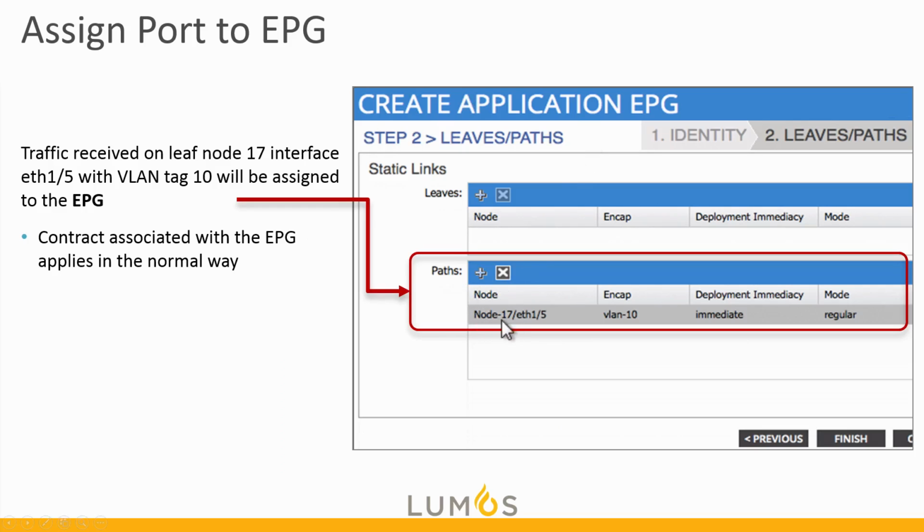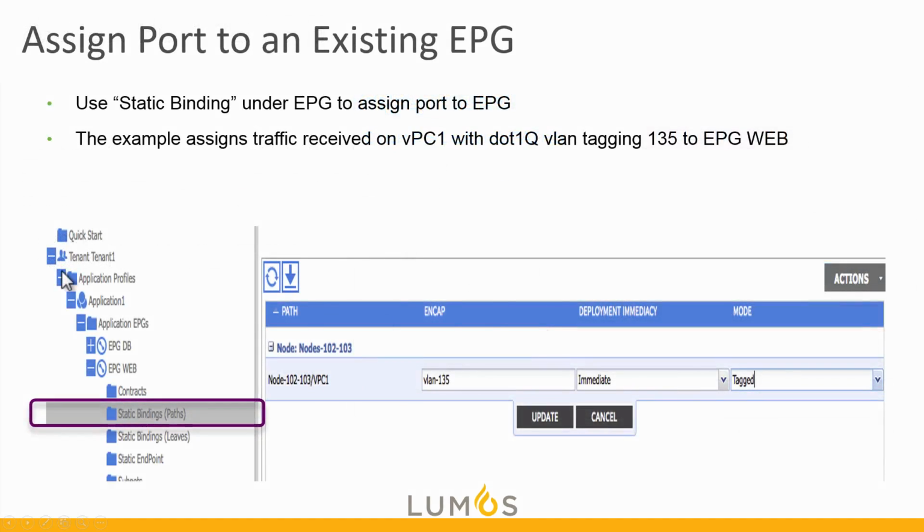So here's an example of when we're creating an EPG, going ahead and mapping the path. In this case, it's node 17, switch 17, which really we can't even do anymore. This was an early screenshot. Port ETH15, and the encapsulation is VLAN 10.